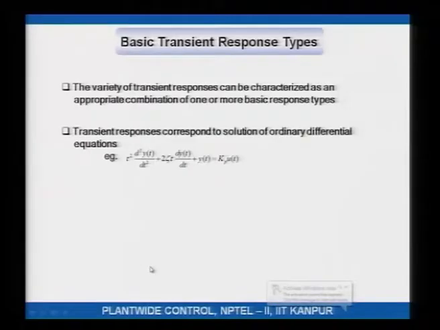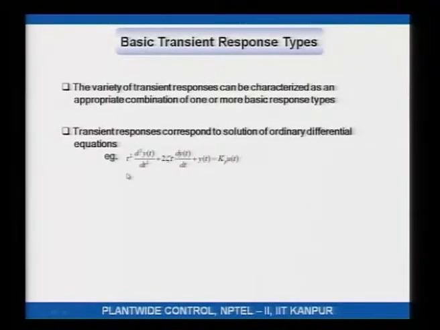For example, these transient response types are typically solutions to ordinary differential equations. The simplest ordinary differential equations are linear with constant coefficients, time invariant. Here is an example. The example that I am talking about is a second order differential equation, and it is written over here.